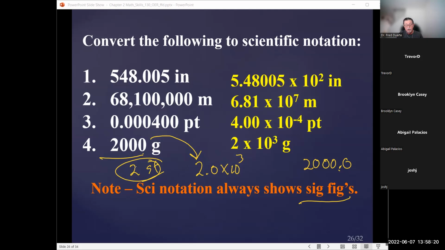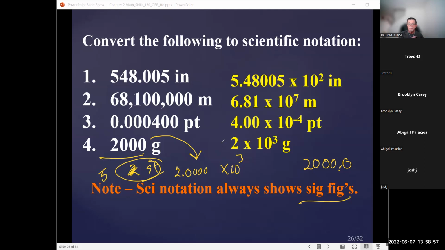If the problem was write 2,000 with 5 sig figs, okay? Let's say they said, you're gonna write that answer in 5 sig figs. Well, no problem. I simply write 2 and then 4 zeros: 1, 2, 3, and 4. I got 5 sig figs. 2.00000 times 10 to the third is the number 2,000 written with 5 sig figs. And it's extreme if you wanted 10 sig figs and more zeros, okay?